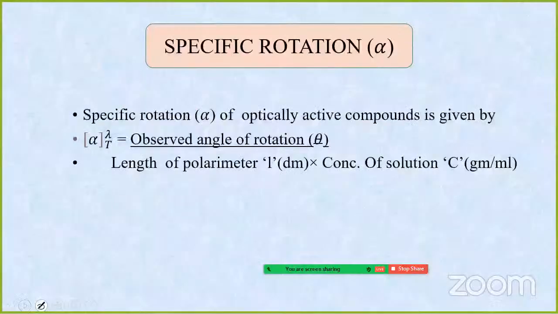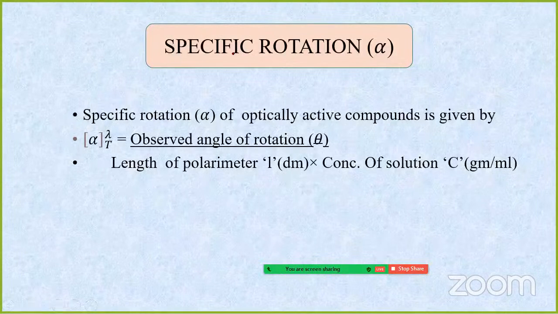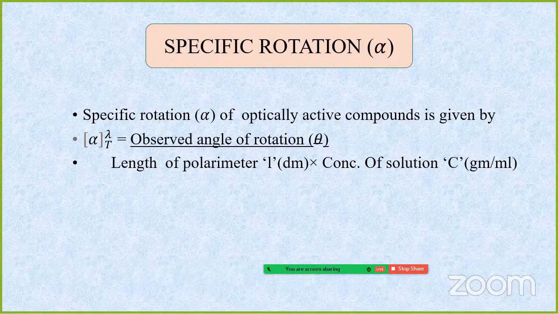Yes. So just a small definition will finish off the session. The small definition we are going to study in this next slide is specific rotation. It is denoted by alpha. So what is specific rotation? Specific rotation of optically active compounds is given by alpha to the power of lambda by T. The formula is the observed angle of rotation, theta, divided by the length of the polarimeter, L, into the concentration of the solution, C, which is given in grams per ml.